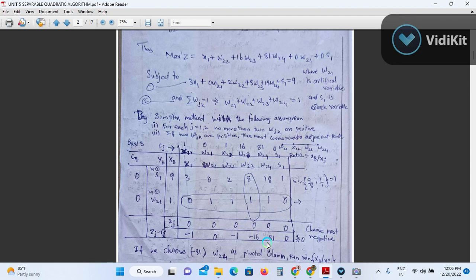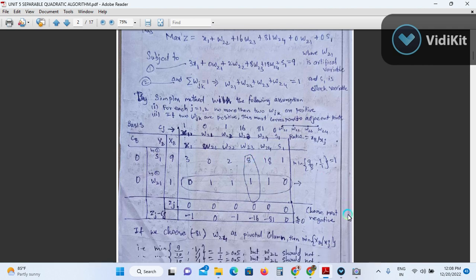So therefore, I have to move to the next most negative value. The next most negative value is minus 16. So you proceed the same way, right? This is our pivotal column, and you choose again as usual the theta ratio. This is the pivotal row and this is the pivotal element, right? And if you check it, all the conditions are acceptable. The reason is, because 9 divided by 8 and 1 by 1, if you choose it, it is 1. So this is the pivotal element. Therefore W23 replaces W21. So it is acceptable, right? It does not violate any of these two conditions, right? So therefore W23 replaces W21.